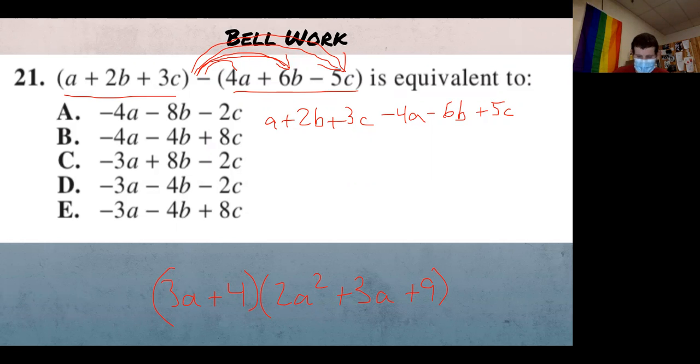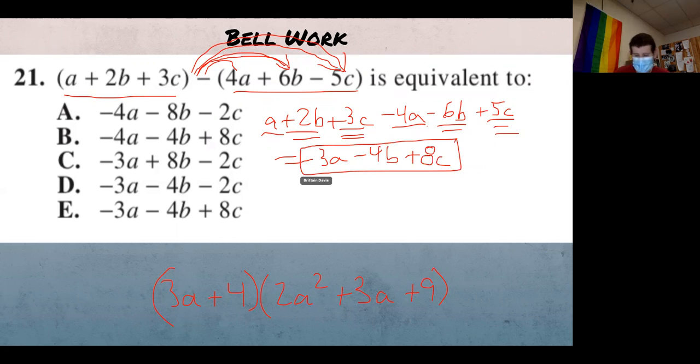So if we come back to this one that we're working on, a and a can combine. So a minus 4a is going to get negative 3a. 2b and negative 6b combine to give me negative 4b. And finally, the c's can combine. That's going to be 3c plus 5c gives me 8c. So there's the answer. Negative 3a minus 4b plus 8c, which is that answer right there.